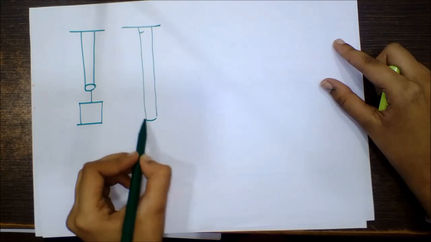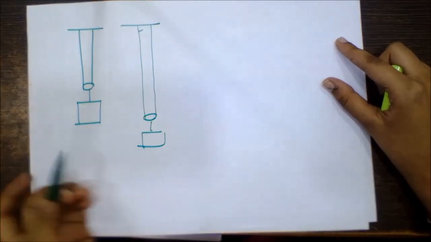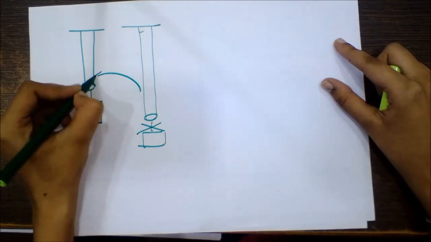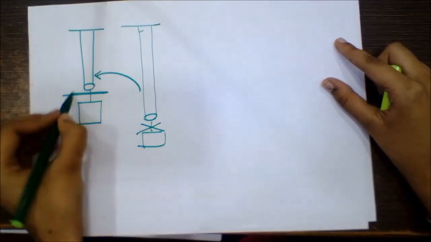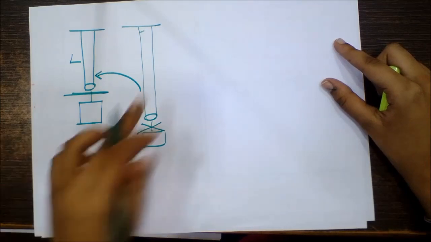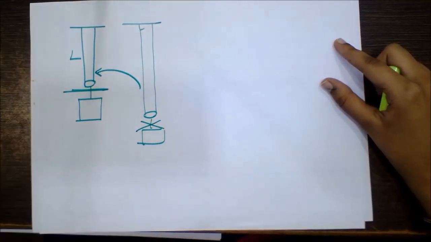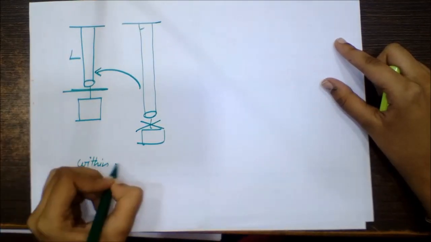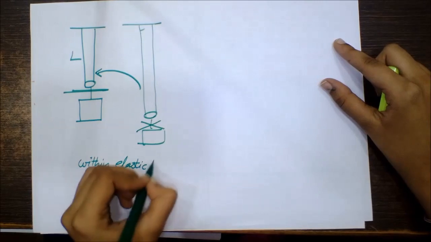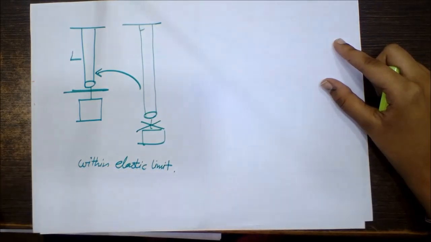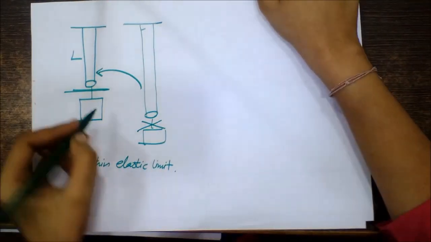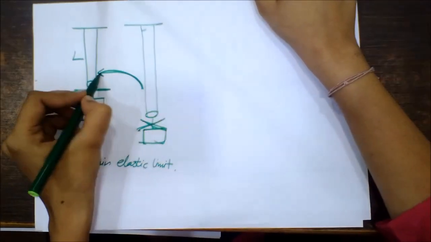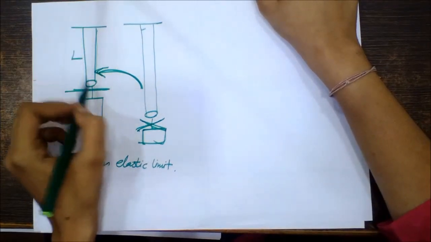This is my increase in the length of the elastic body. But once I remove this force, it will go back to its original dimension, to the original length L. This action happens only and only when the body is within its elastic limit. Within the elastic limit, if I pull the body with some force and then remove the force, after some point of time, it will go back to its original shape and size.